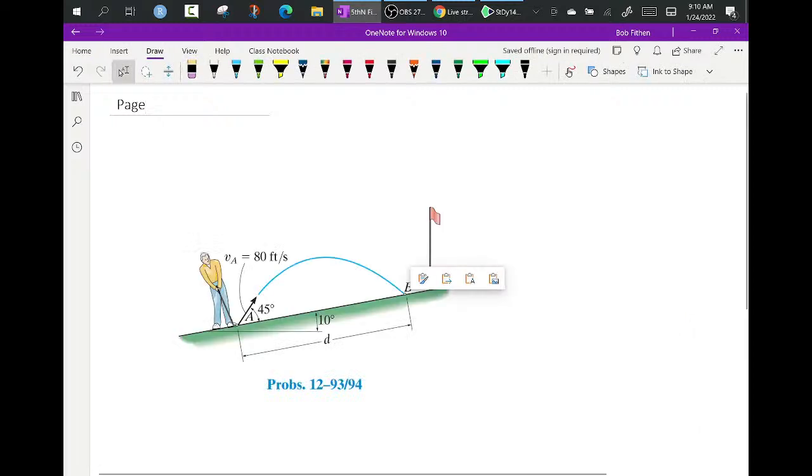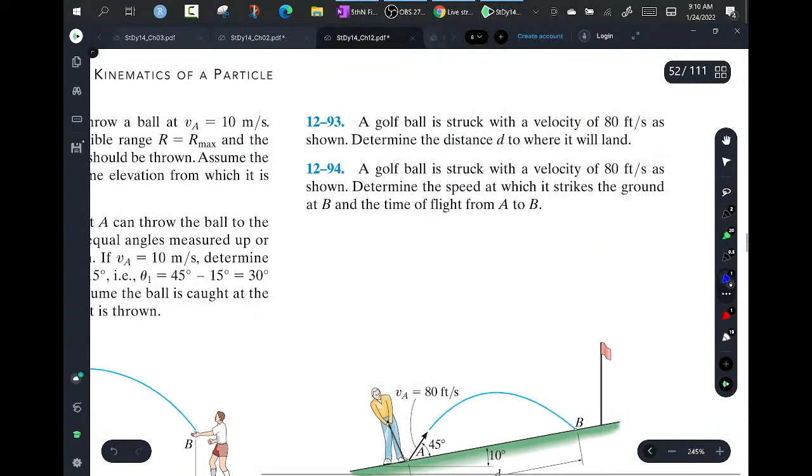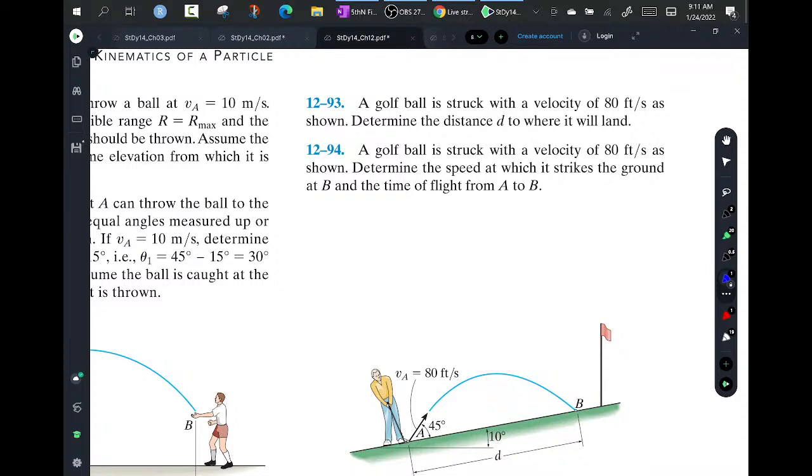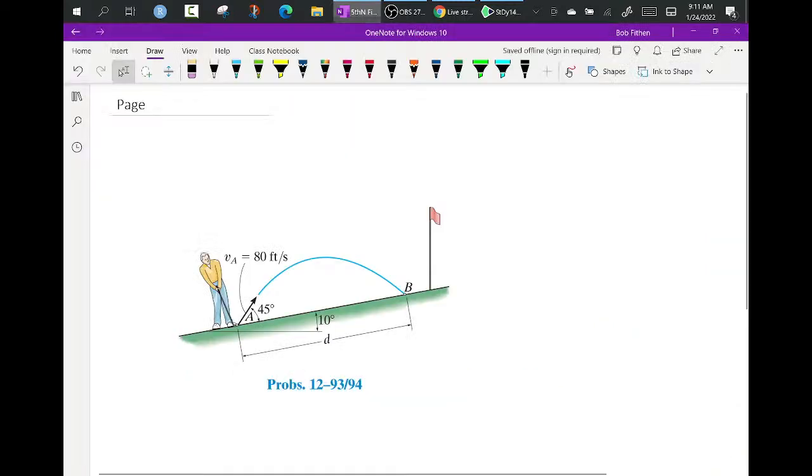Now, I don't remember what he's asking. Okay, determine the speed at which it strikes the ground and the time of flight. Oh, and the distance the ball will land. So let's do all that. We'll do it over here on this page.